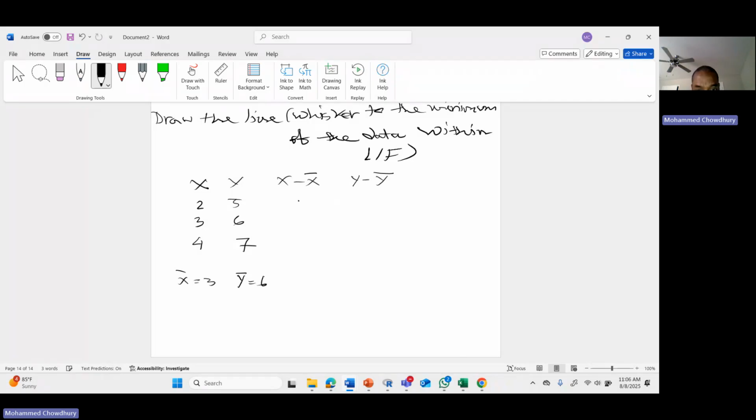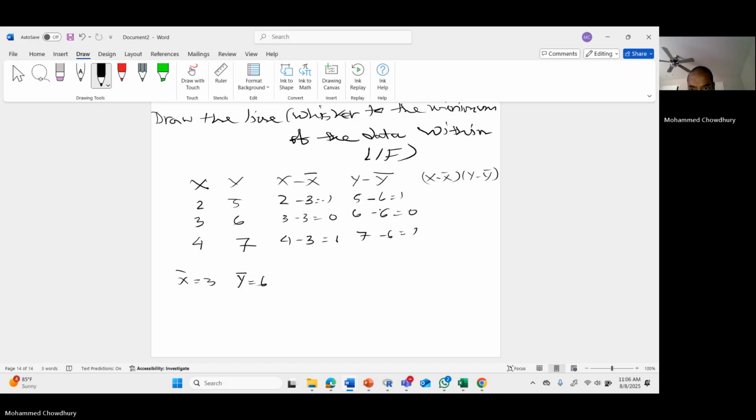Now you can find here 2 minus 3 equals minus 1, 3 minus 3 equals 0, and 4 minus 3 equals 1. Then 5 minus 6 equals minus 1, 6 minus 6 equals 0, and 7 minus 6 equals 1. So now if you multiply x minus x bar and y minus y bar, you will find it in this format. This is positive 1, this is 0, this is positive 1. Now if you sum them up, you will get 0.